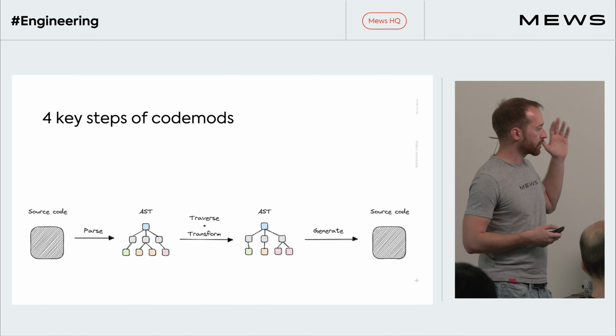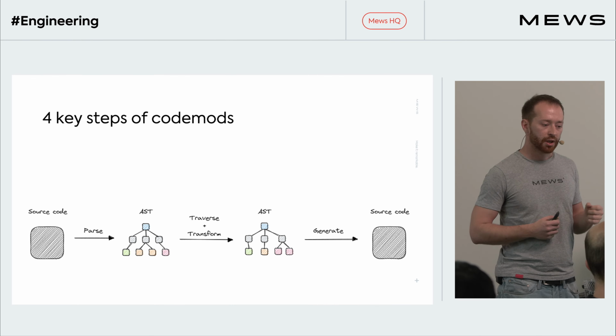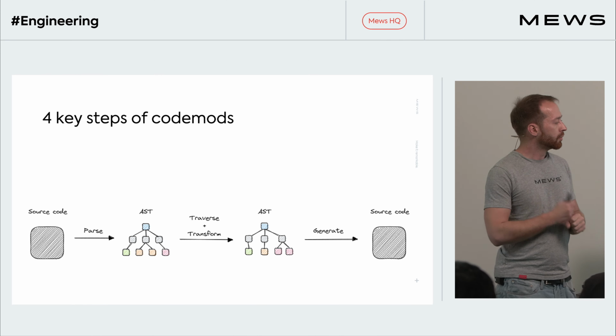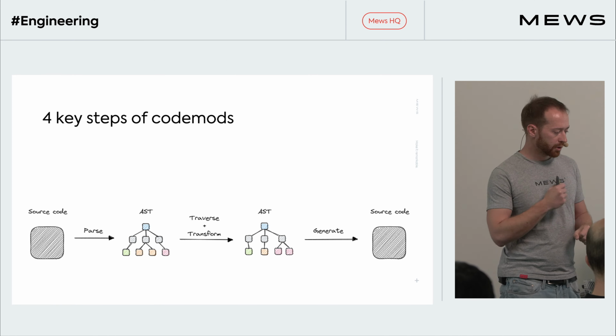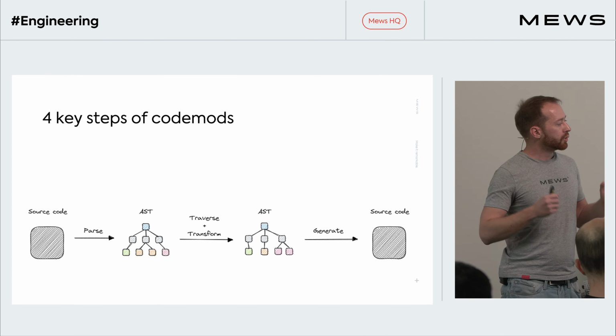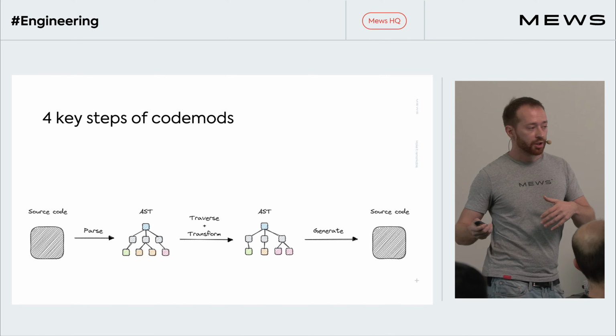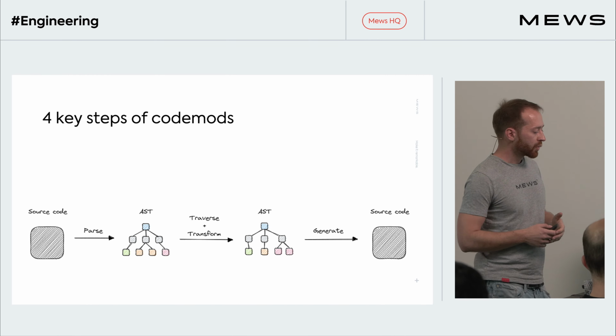So it's four key steps. You start with the source code. You take a parser. The parser is usually something that you get from some tooling library or your language tooling. You turn it into an abstract syntax tree. You traverse it and transform it during the traversal, and then you end up with a different AST. Then you generate source code back.